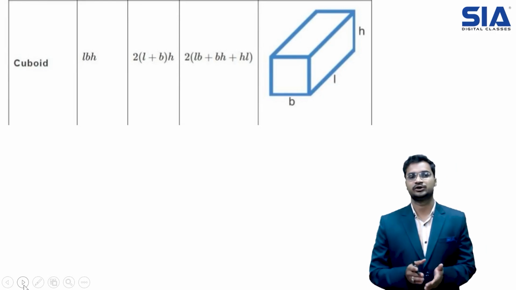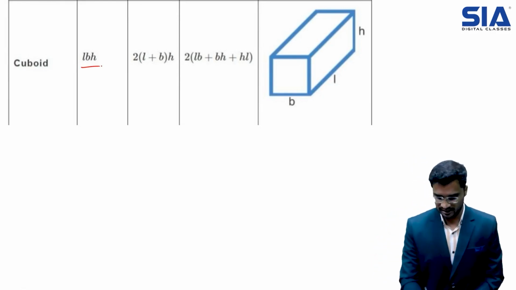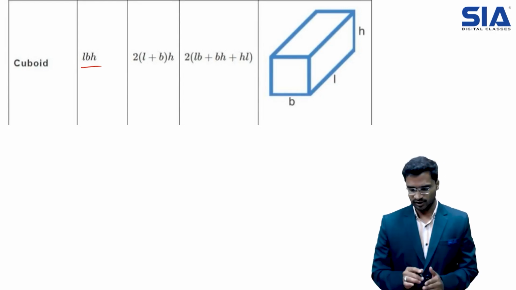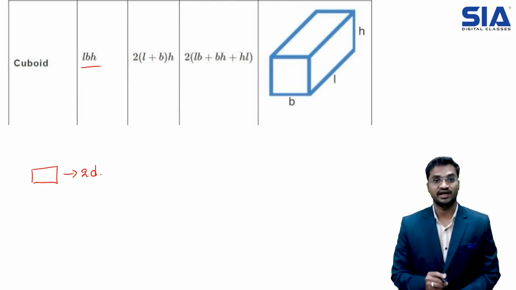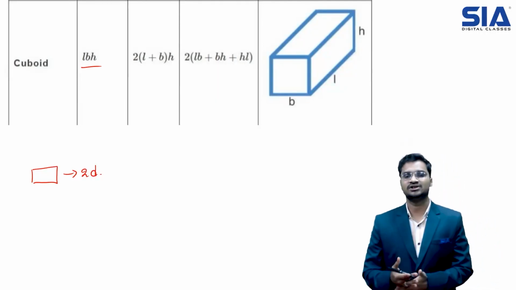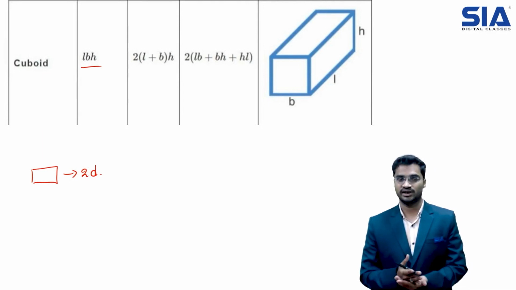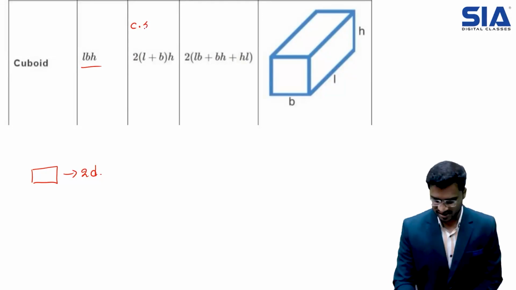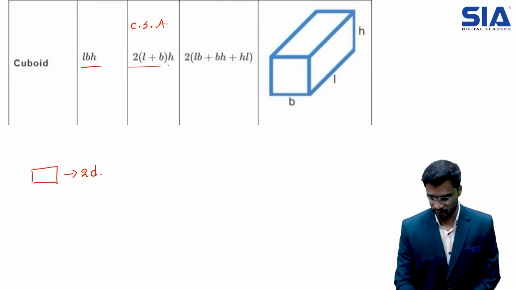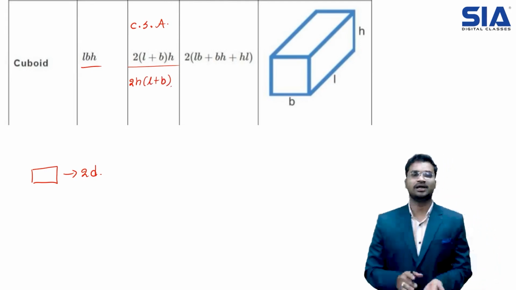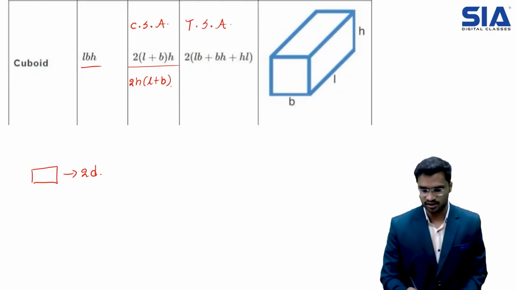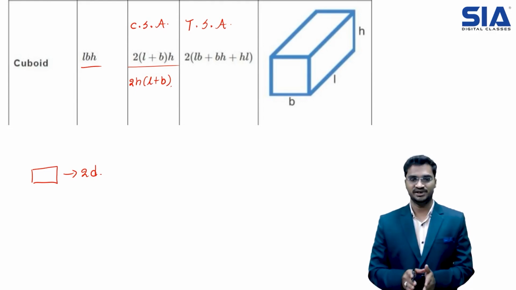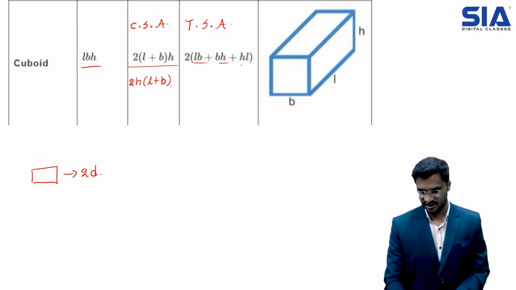Next formula, which is cuboid. In a cuboid, the volume is length multiplied by breadth multiplied by height. We know that a rectangle is a two-dimensional shape, and the three-dimensional form of this rectangle is the cuboid. The curved surface area of a cuboid is 2h into L plus B, that is, 2 times height multiplied by L plus B, and the total surface area is 2 times LB plus BH plus HL.